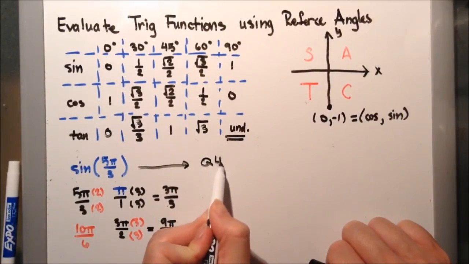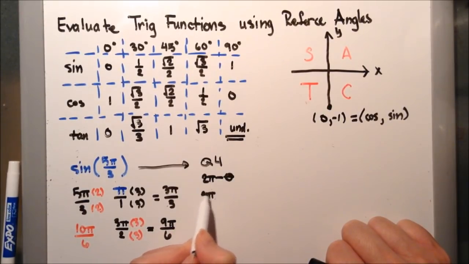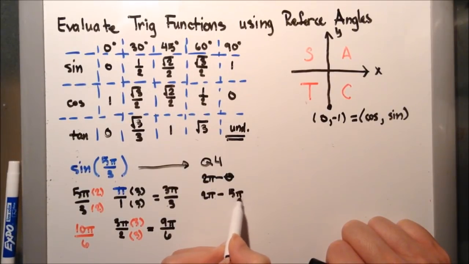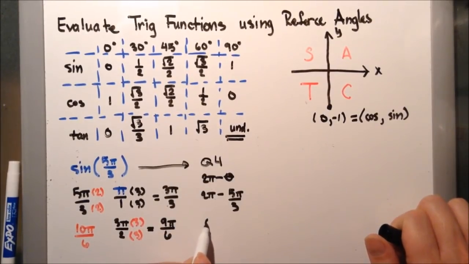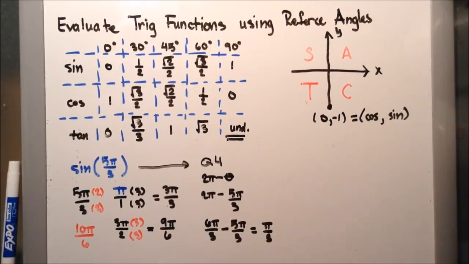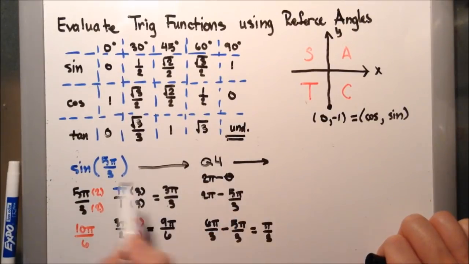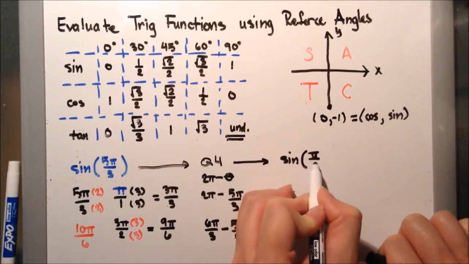So, the rule for Q4 is 2 pi minus angle theta. So, 2 pi minus 5 pi over 3. Since we have 2 pi, basically a whole number, and we subtract it by a fraction, what I'm going to do is convert it to a fraction and then try to get same denominator. So 2 pi is equivalent to 6 pi over 3, and it's being subtracted by 5 pi over 3. So that is going to become just pi over 3. So sine of 5 pi over 3, basically we're evaluating as sine of pi over 3.